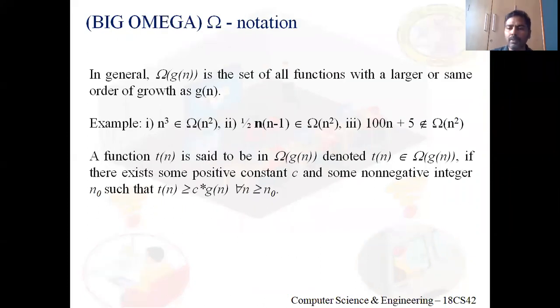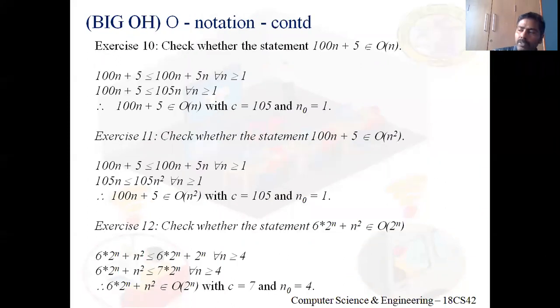Now coming to big omega. What is big omega? One more thing I need to tell about big O: it gives an upper bound. Upper bound for any algorithm means the time efficiency of the algorithm has an upper bound beyond which it can't extend. Big O is nothing but, remember, upper bound.